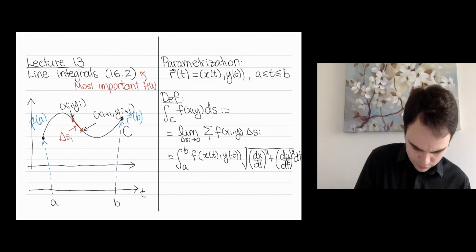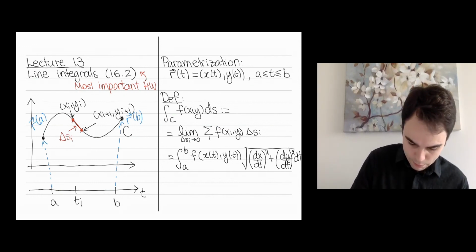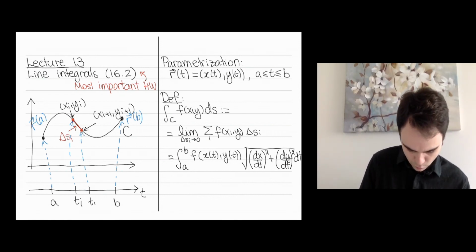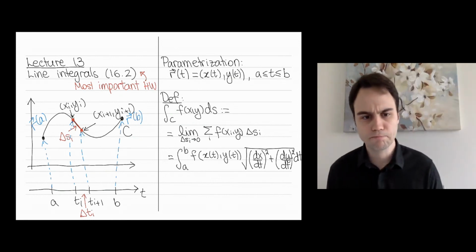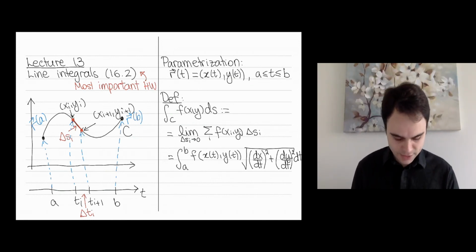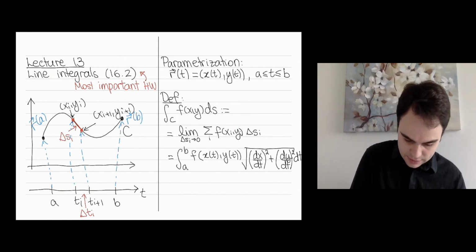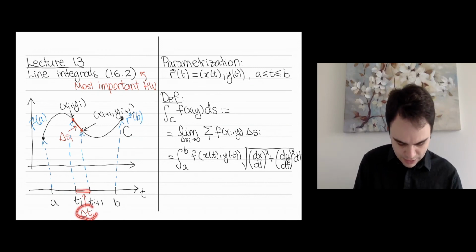So here, let me call ti the point in the t line corresponding to xi, yi, and ti plus 1 the point corresponding to xi plus 1, yi plus 1. And delta ti is the difference, the distance between these two points. So we saw last time that the distance in the t line, delta ti.